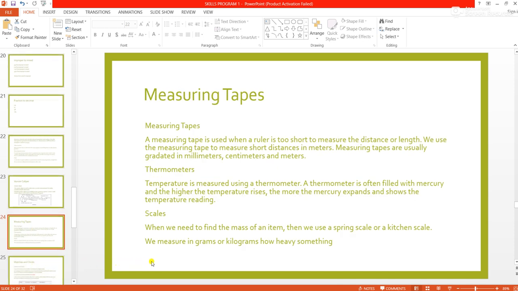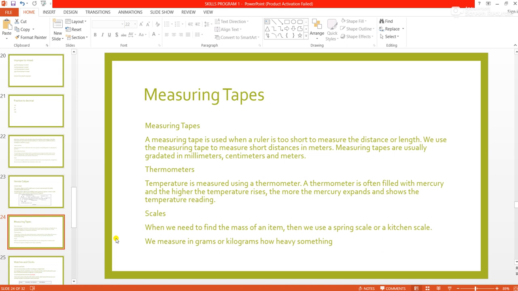Moving right along, on the next slide we have measuring tapes. A measuring tape is used when a ruler is too short to measure the distance or length. Some of you have been exposed to a measuring tape. Builders mostly, people in the building world, use a measuring tape more often. They use it to measure short distances in meters. Measuring tapes are usually graded in millimeters, centimeters and meters.